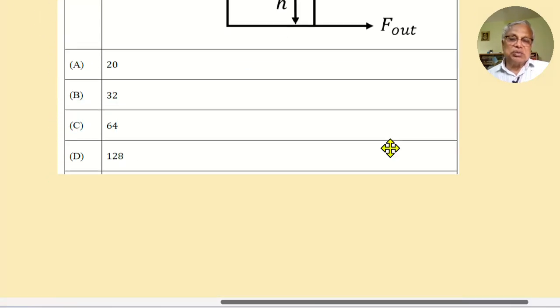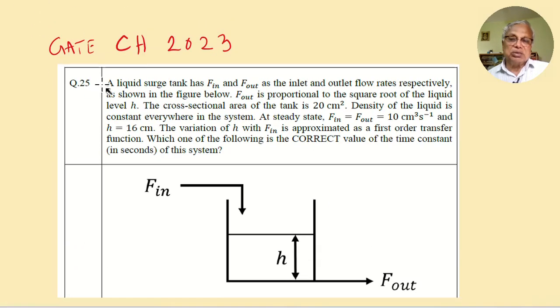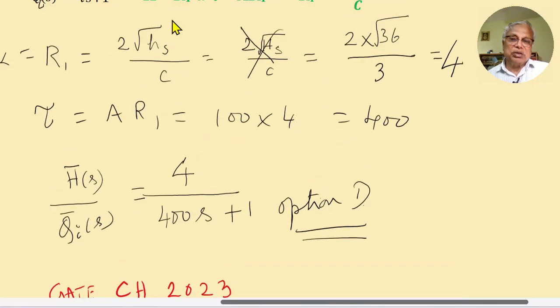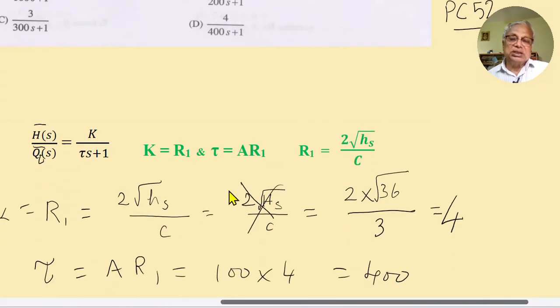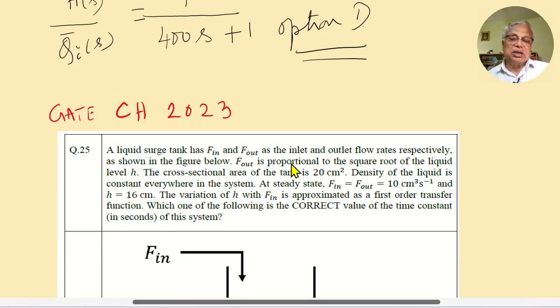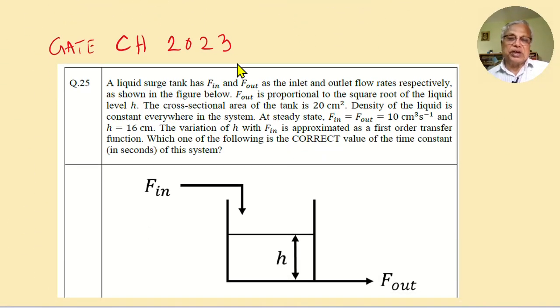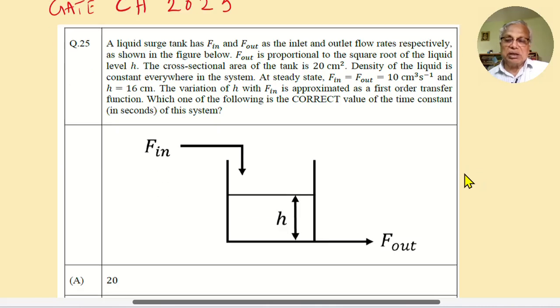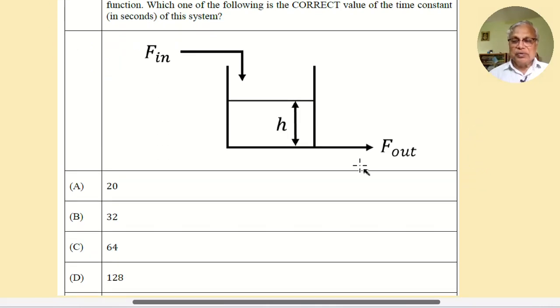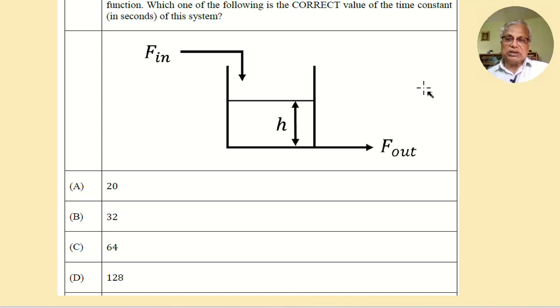Now solve this problem. This is also from GATE, and it is exactly the same as the previous question we solved. Both these questions are similar. You should be able to find the time constant the same way I found it here. You can leave your answer in the comment section, and if you have any questions, you can leave them there too.